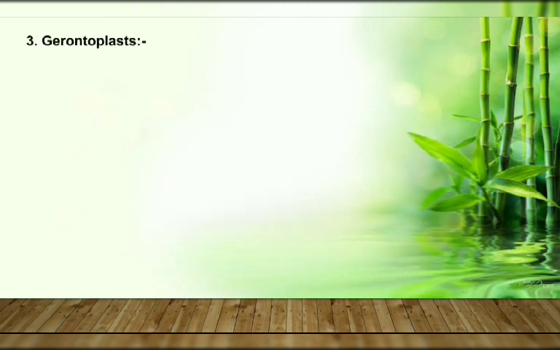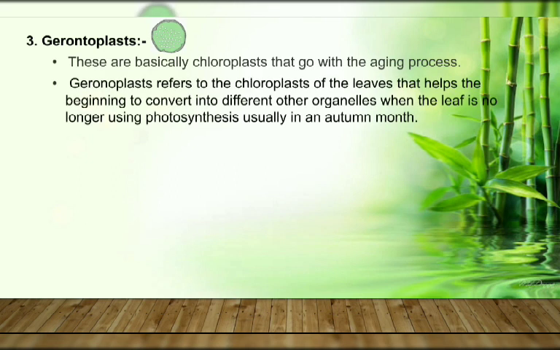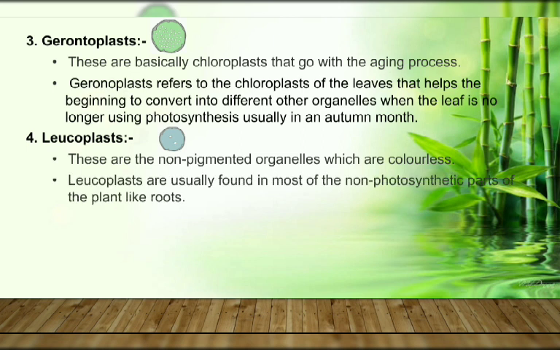Now come to the gerontoplast. Gerontoplast is only responsible for the aging process, at any age of the plant. You see that in the autumn month all the leaves fall off, which is a process of it. The leucoplast: leucoplast only helps in the storage of food like starch, fat, lipid, and also protein. It is not responsible for color. It only helps in the storage of food.